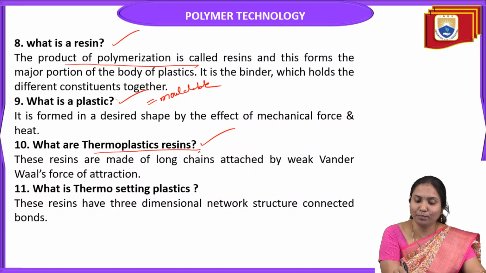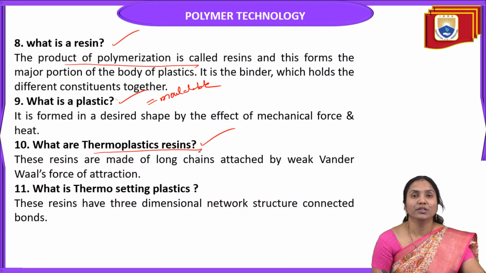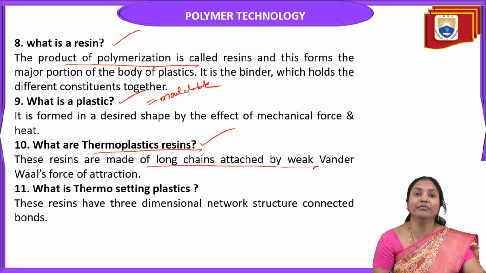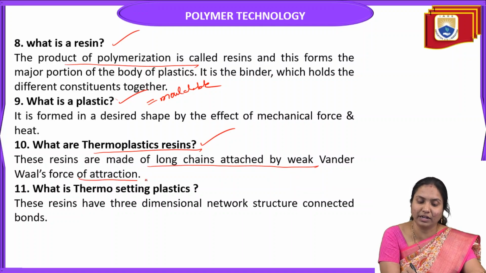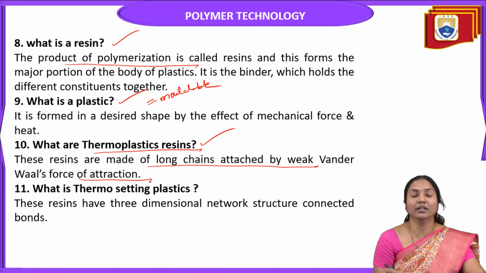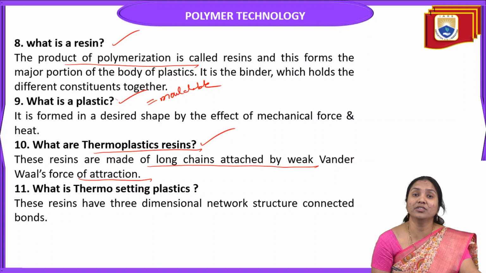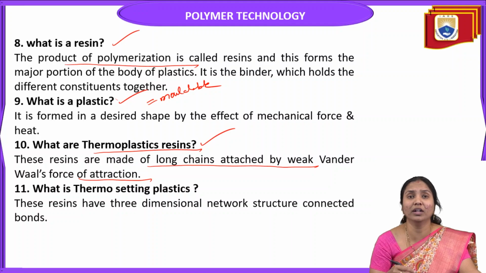And next one is, what are thermoplastic resins? These resins are made of long chains attached by weak van der Waals forces of attraction. Generally this type of polymer is formed by addition polymerization. The definition of thermoplastics is soft on heating, hard on cooling.